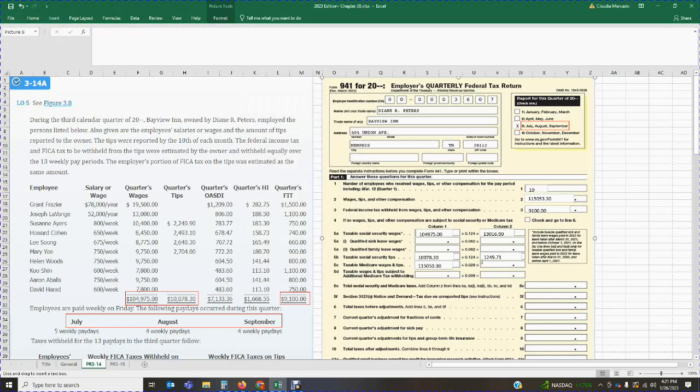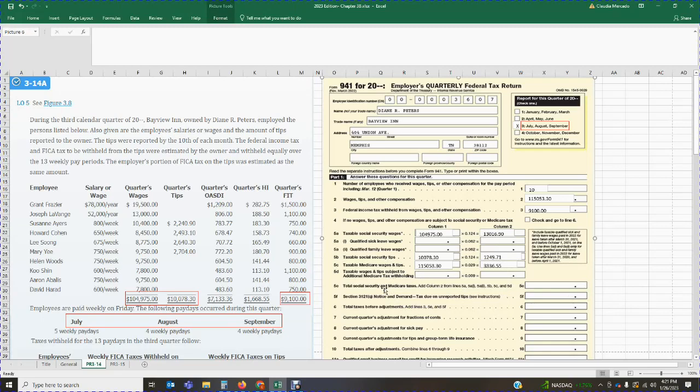So let's go ahead and enter that information. 3,336.55. Okay. Line 5D, taxable wages and tips subject to additional Medicare tax. That does not apply to our problem, so we're going to go ahead and skip.